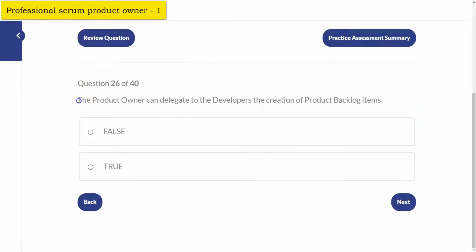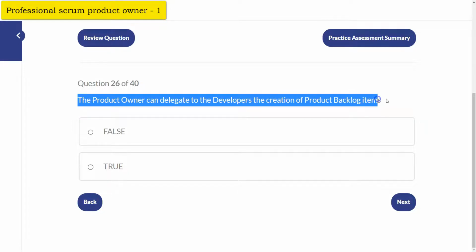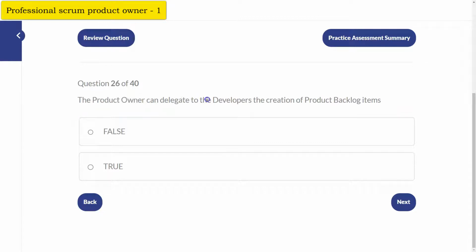Next question. The product owner can delegate to the developers the creation of product backlog items. Product owner can delegate the work.